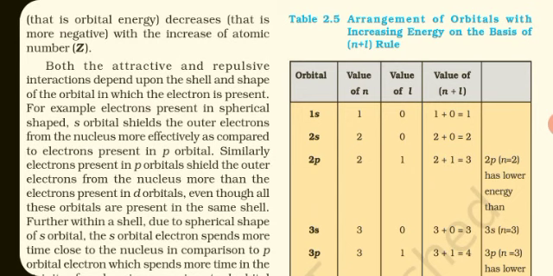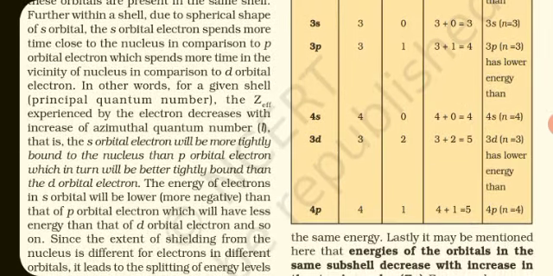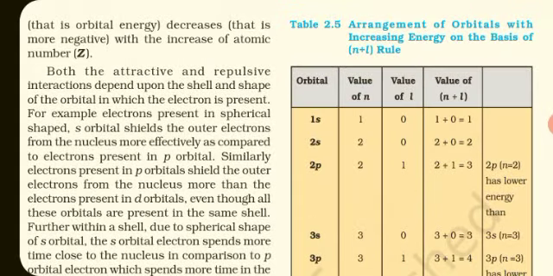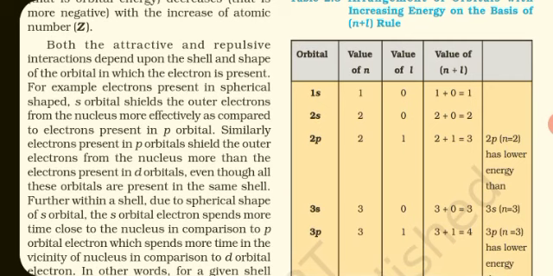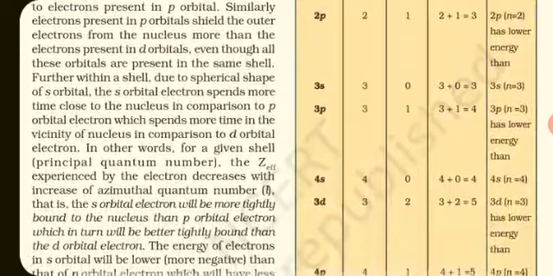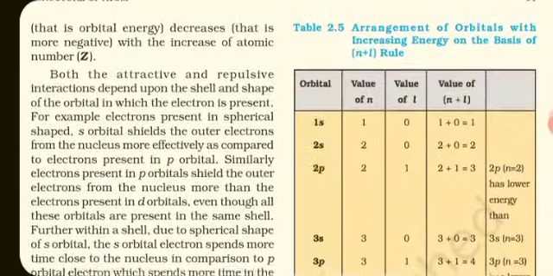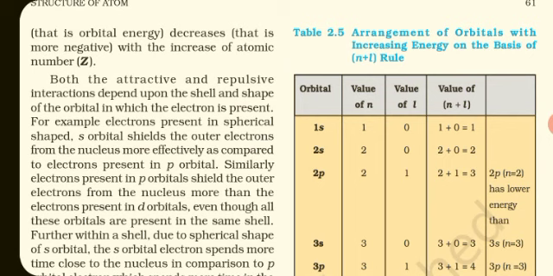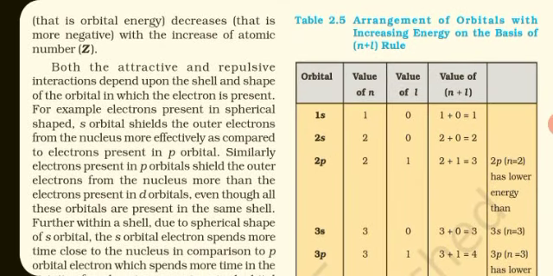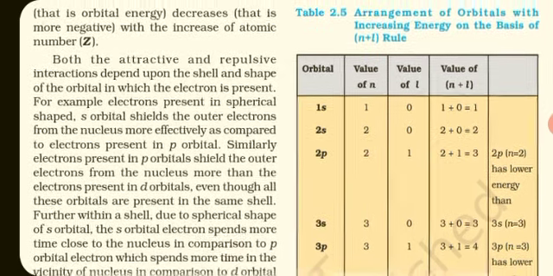for different orbitals like 1s, 2s, 2p, 3s, 3p, 3d, 4s, 3d and 4p, the sum of n plus l is given to you. Mind that for s the value of l is 0, for p the value of l is always 1, for d the value of l is always 2, and for f the value of l is always 3. So the arrangement of the orbitals with increasing energy on the basis of the n plus l rule is summarized in table 2.5.